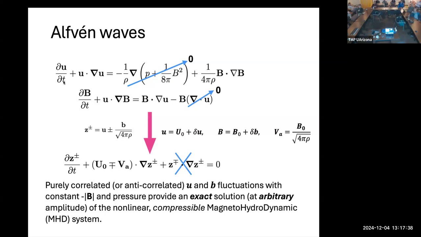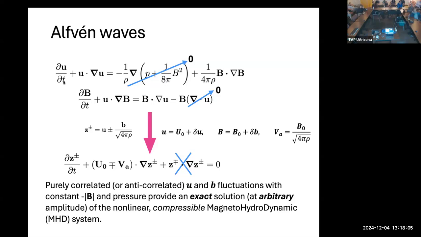So if you have an Alfvén wave, you have perfectly correlated velocity and magnetic field fluctuations. So what that means is that either Z plus or Z minus is exactly 0. So in that case, this last term goes away. And here is the problem, because this is the only term that allows for the nonlinear turbulent cascade. And in the solar wind, to lowest order, this term is really almost 0.